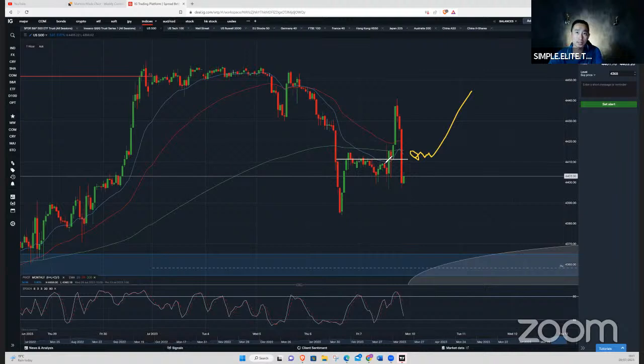But because this horizontal line is now broken lower, I have zero interest. Would I sell it? You can consider selling it, even though I think price is likely to draw down to this area. I personally would not sell it just because it's not going to be an easy sell, because you can see selling, buying, selling, buying. So you could get into a trade and then it kicks you out and goes again.